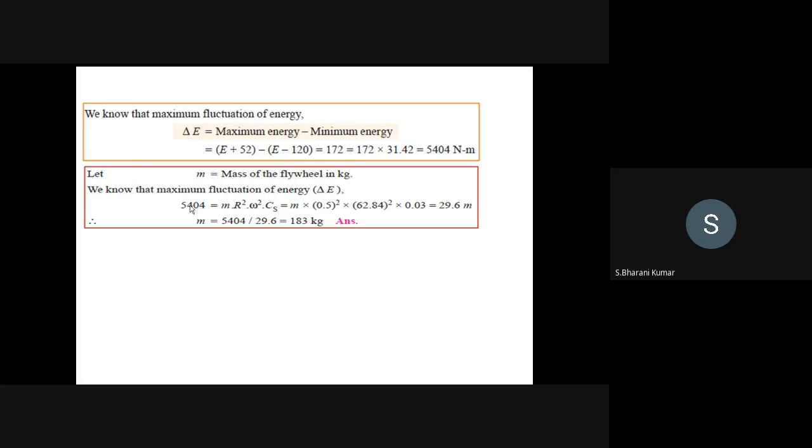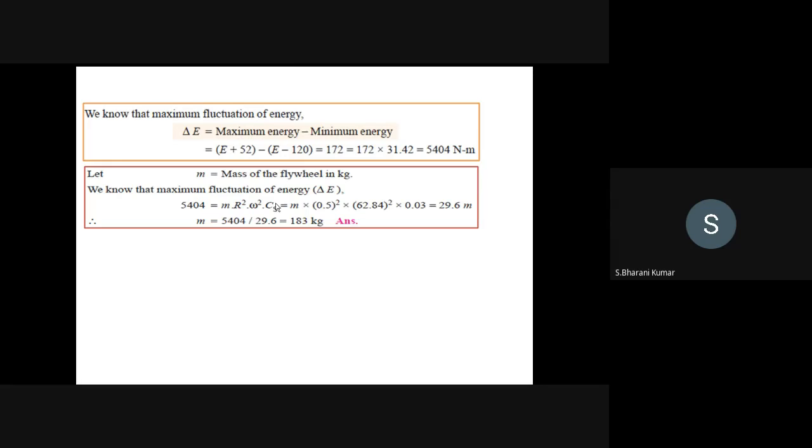So delta E value is 5404, and m and r square, instead of k square we can put r square, omega square and Cs value. You want to find out this small m value. R will be given as 0.5 square, and omega we already have based on the speed, that is 62.84 square, and the Cs value is also given.